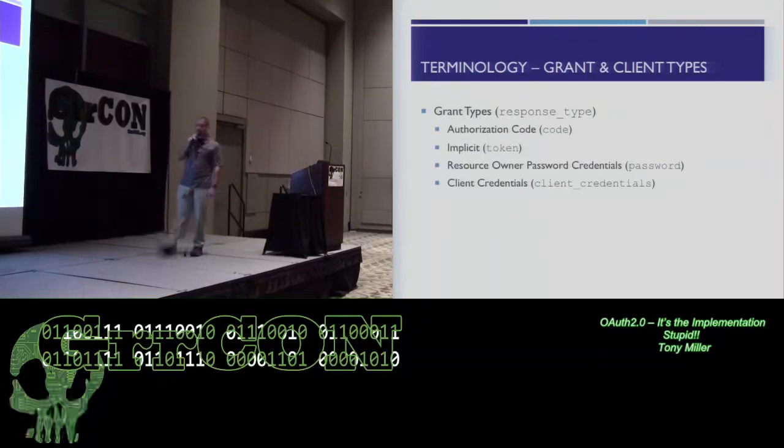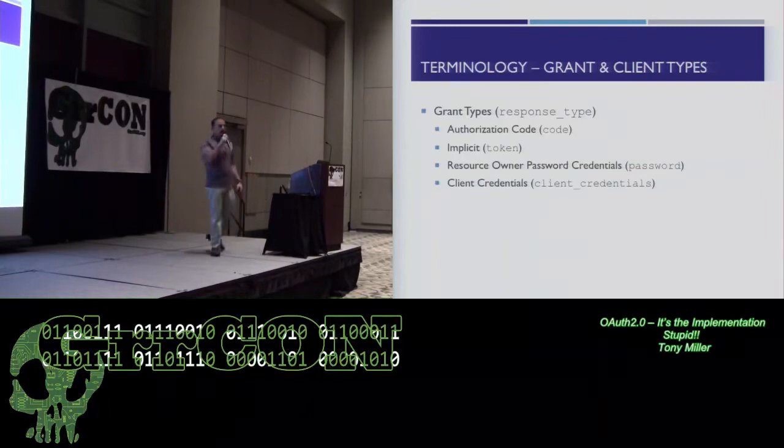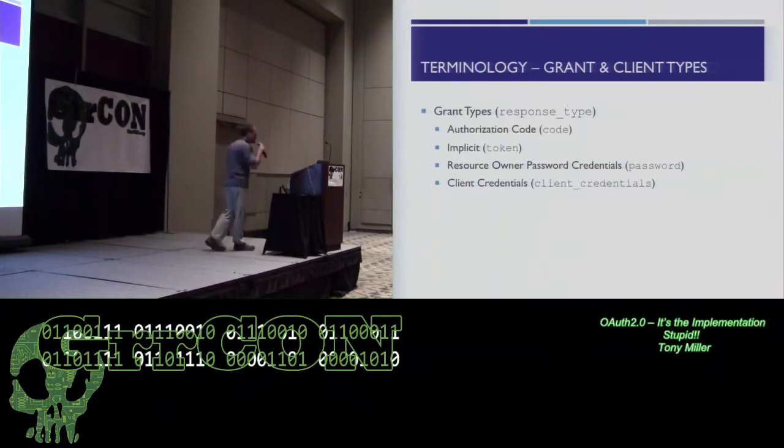Authorization code is the one that's most commonly used. This is the one we see in Facebook. This is the one we see in Twitter. We see it all over the place. I've seen it referred to as three-legged authentication, although, again, that's an authentication thing. But we'll talk quite a bit about authorization code and how that grant flow works.